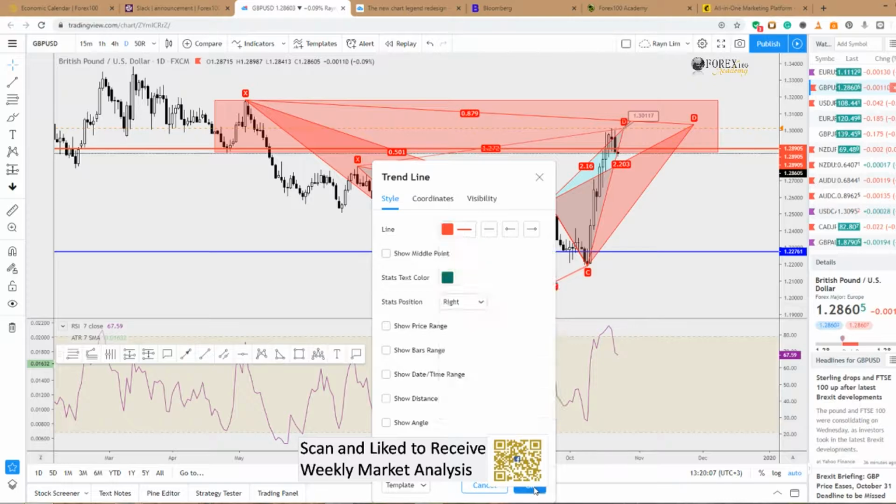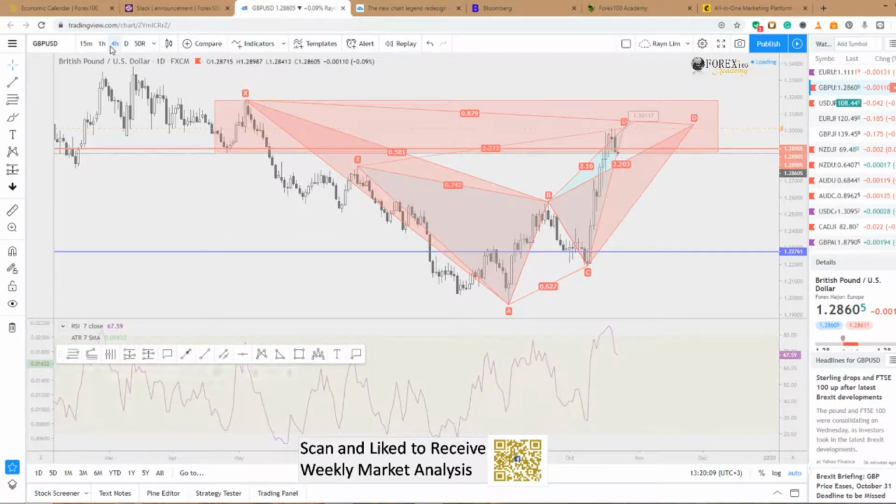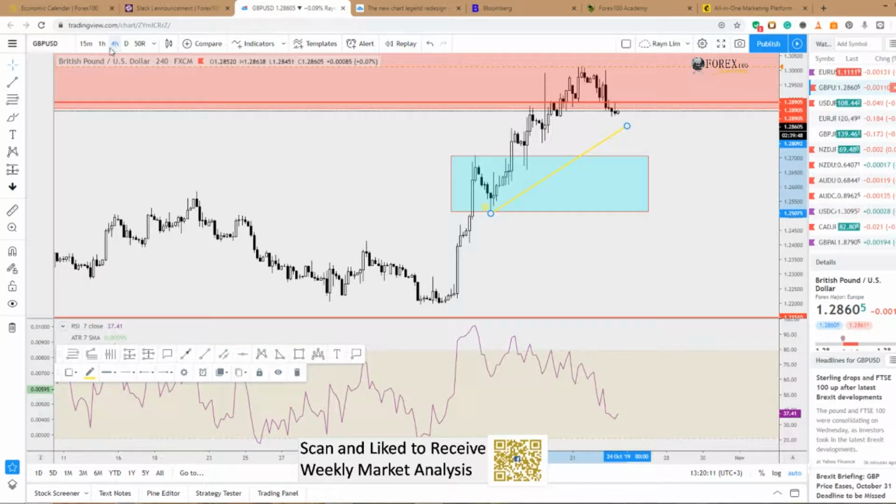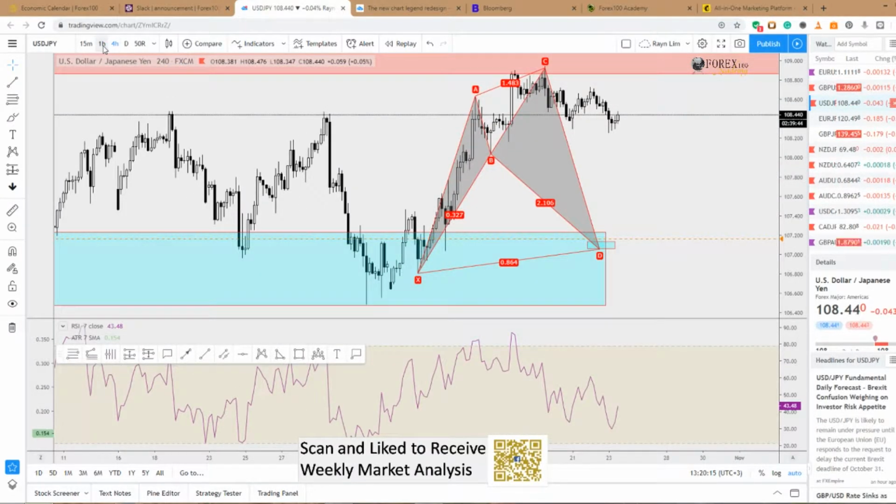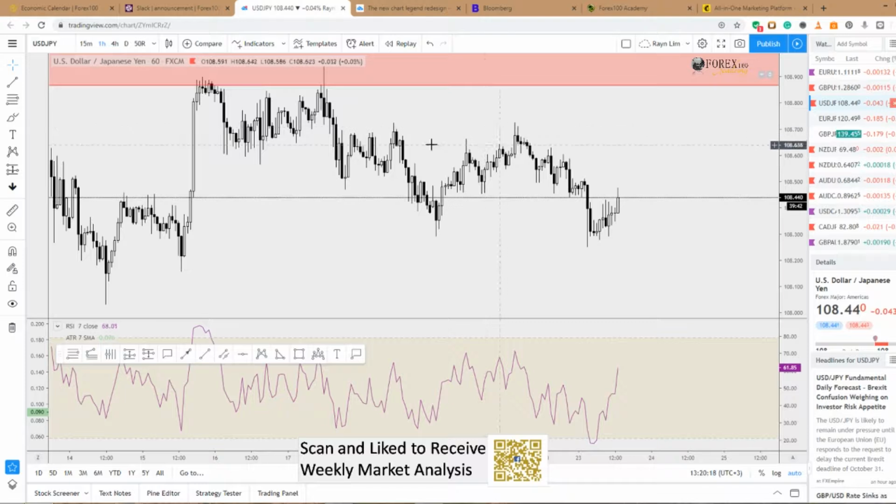So recently I find that TradingView made a couple of changes that I don't quite like. Can't do multiple time frame anymore and stuff like that, and sometimes the chart will go a bit crazy. Maybe too many users, I don't know.